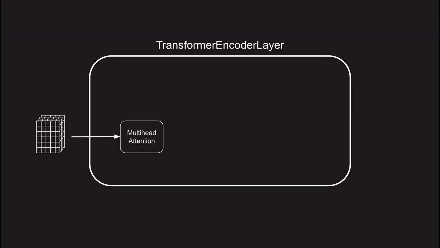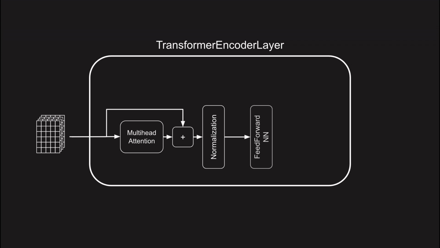They'll be passed into a multi-head attention module. So that's the key. We're going to get to that in the next part. Then what comes out is simply added to the input again, followed by a layer normalization, and then followed by a very classic feed-forward neural network, right?